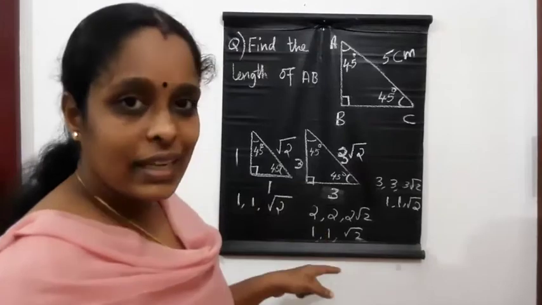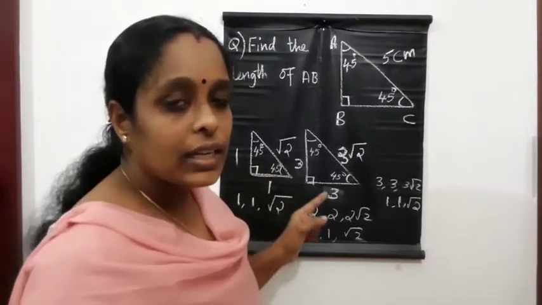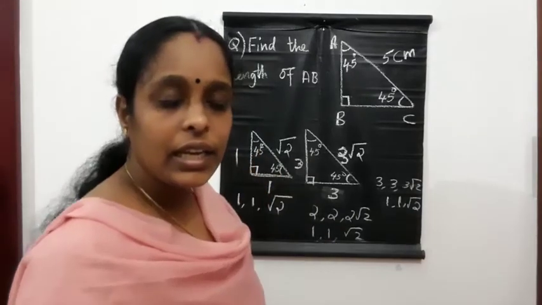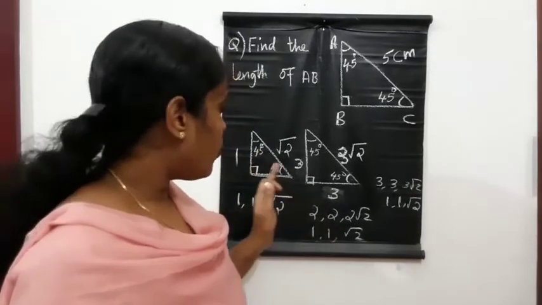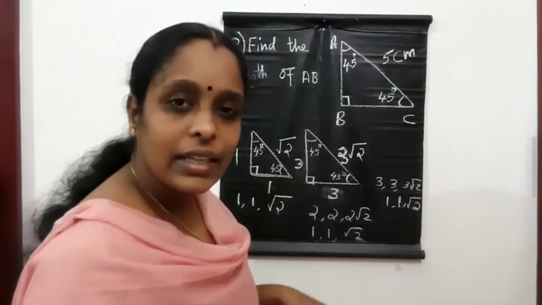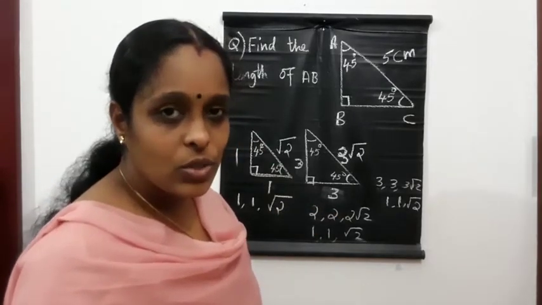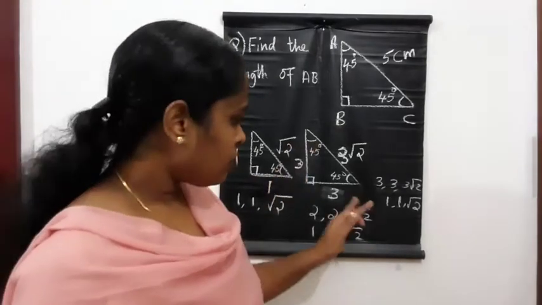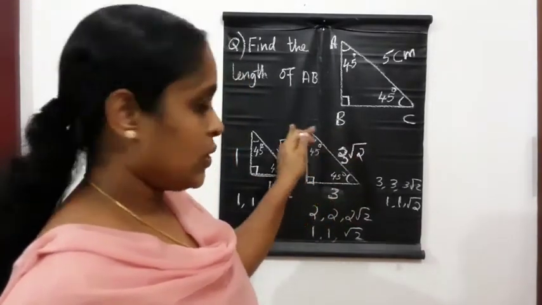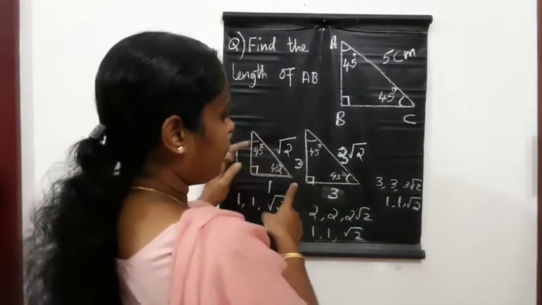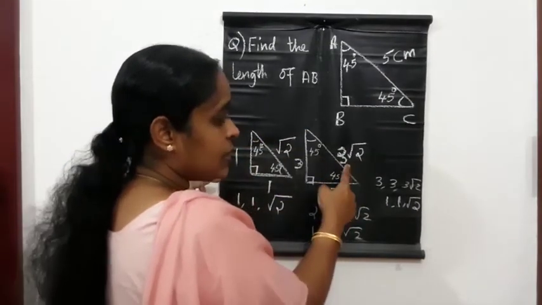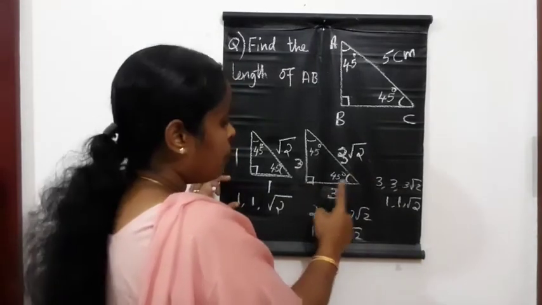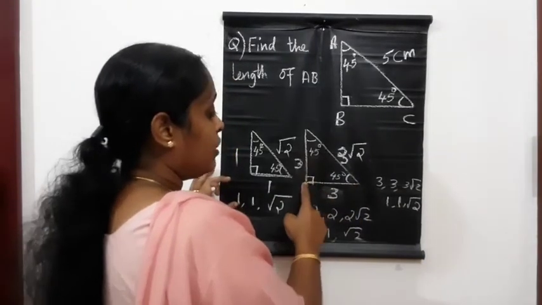So we can say that if in a triangle the angles are 45 degree, 45 degree, 90 degree, then the sides opposite to these angles are in the ratio 1:1:√2. So take this triangle, and here if the hypotenuse is 3√2, then what is the length of base, or what is the length of the altitude?